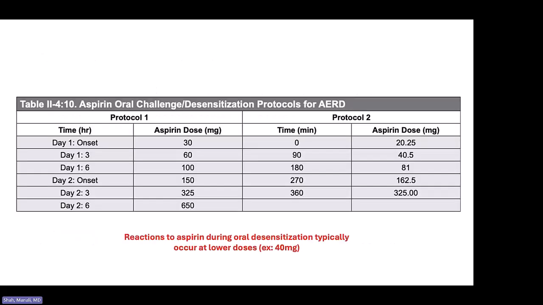So this is one example of different aspirin desensitization protocols. This is the one in the board review book. There are multiple online that you can look up. Again, we typically start at a lower dose of aspirin and then double it, and it spans over a few days. I will say, another thing the board review book mentioned is that reactions to aspirin during this oral desensitization will typically occur at the lower doses rather than the higher doses. So that's important to know too.